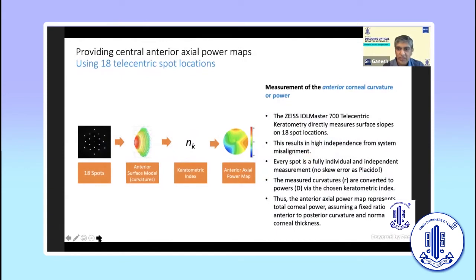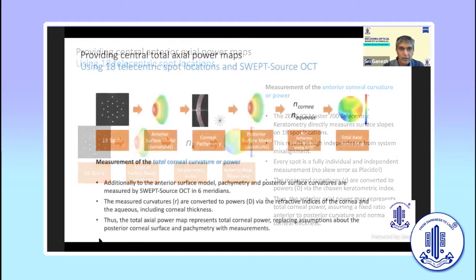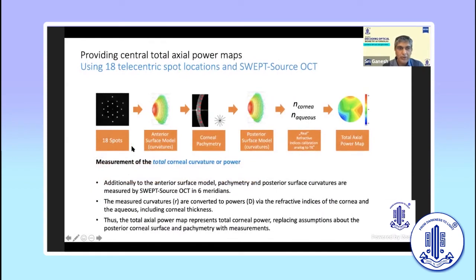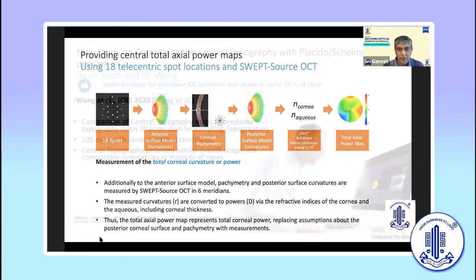Of course, this is about telecentric keratometry. That means that even if the patient is moving the head slightly, you get very accurate K readings, and the corneal curvature is measured in 18 spots. An anterior surface model is constructed, the keratometric index is applied, and you derive the anterior axial power maps. You also have the swept source OCT. This is something which I had spoken about previously. So you also get the posterior surface model and the total axial power maps because you have the posterior surface also.